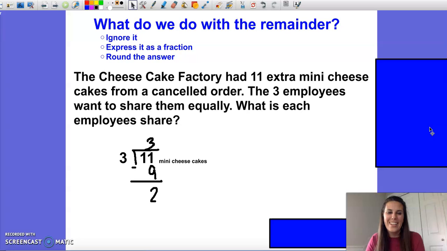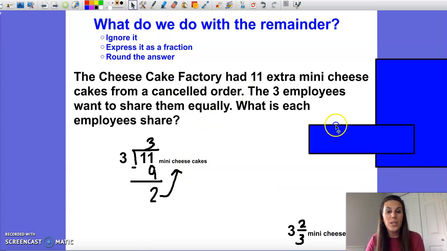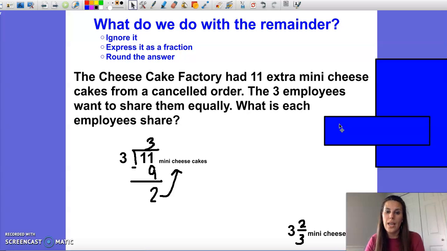All right. Looking at your work, you would do 11 divided by 3, which gives you 3. You have a remainder of 2, and 2 what? Mini cheesecakes. Now again, they're wanting to share all of them equally. It's food. It can be easily divided. So in this situation, you're going to want to divide it up. So each person is going to get 3 2/3 mini cheesecakes.